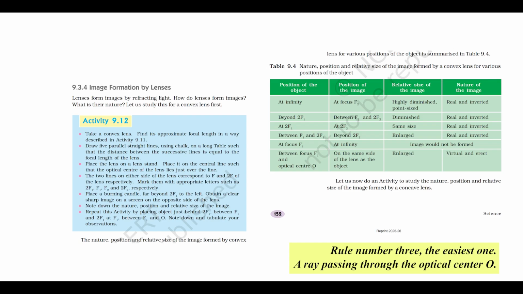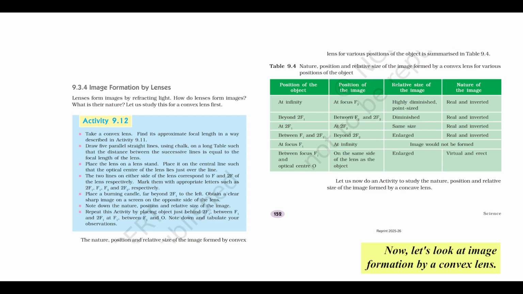Again, reversible. Rule number 3, the easiest one, a ray passing through the optical center O. This ray emerges from the lens without any deviation, goes straight through. Undeviated through O. That one seems the most straightforward to draw. It usually is. So pick any 2 of these 3 rays from a point on the object. Where the refracted rays, or their backward extensions, intersect is where the image of that point is formed.